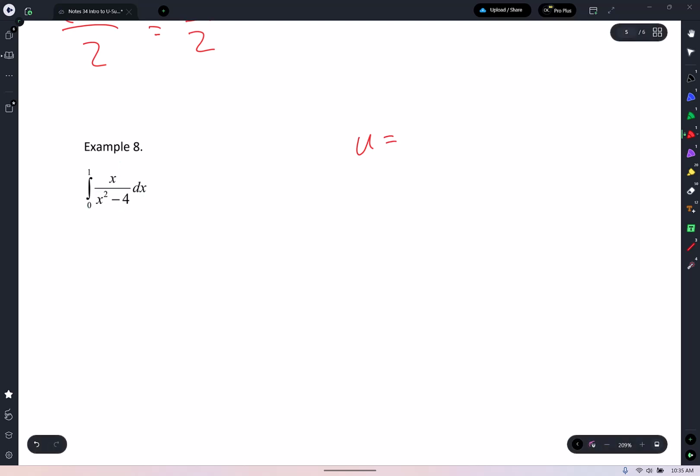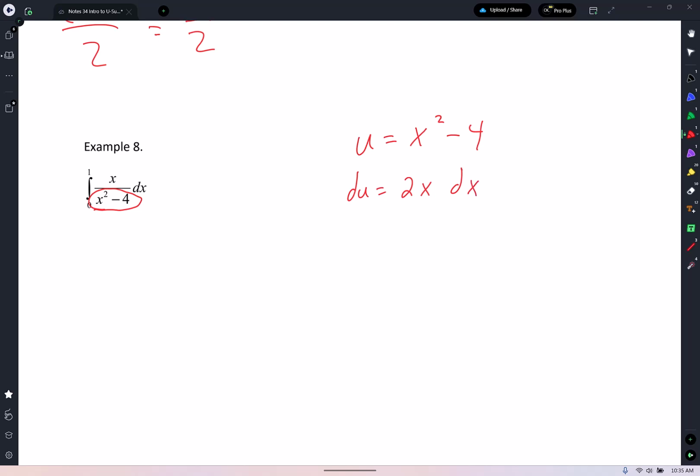Yeah. So my u is going to be all of this. Don't leave off the 4. Make life easy. u is equal to x squared minus 4, so du is equal to 2x dx. You're not going back to your x. I need a 2 in the numerator. If I put a 2 right here, what do I put on the outside? 1/2. There it is.